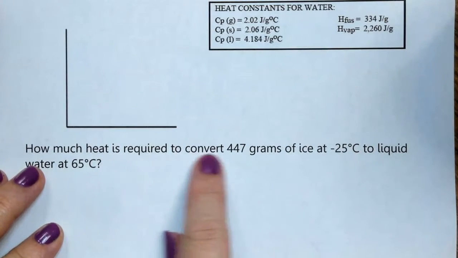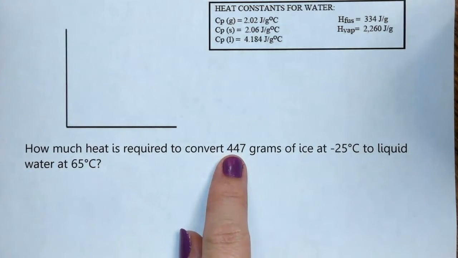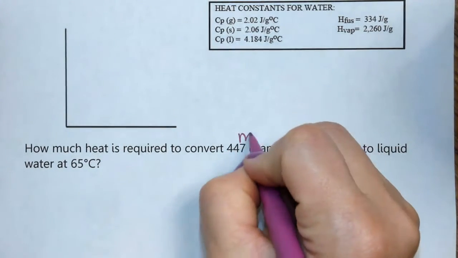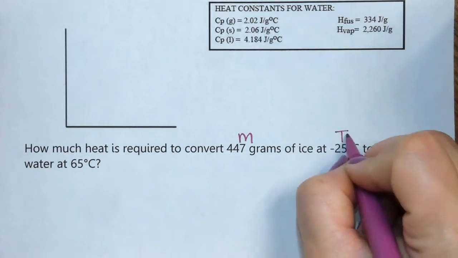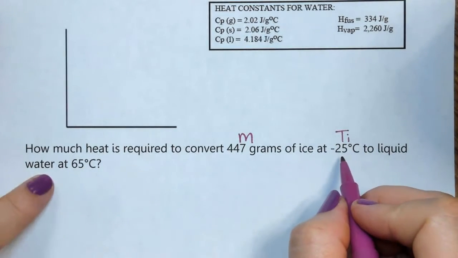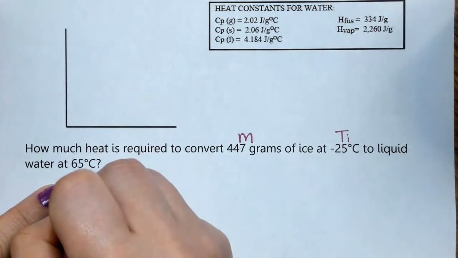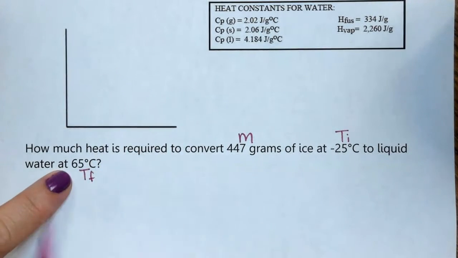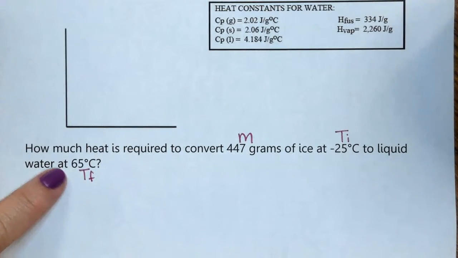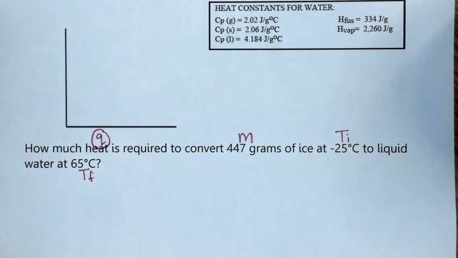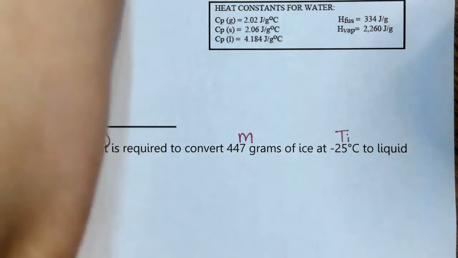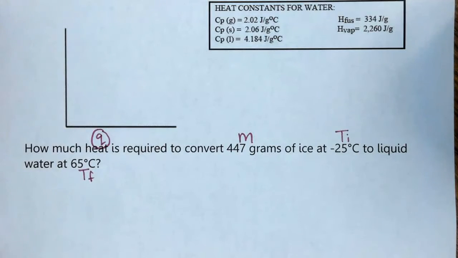So, how much heat is required to convert this mass in grams of ice, which is at an initial temperature of negative 25 degrees Celsius, and we want to bring it to this final temperature of 65 degrees Celsius. And so how much heat total is required to do that? This is a very challenging question because you have to recognize that it's going through multiple changes.